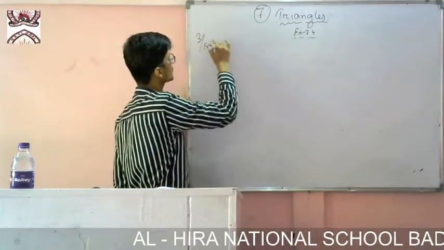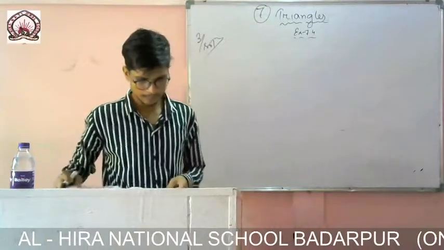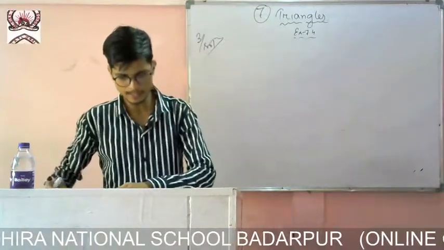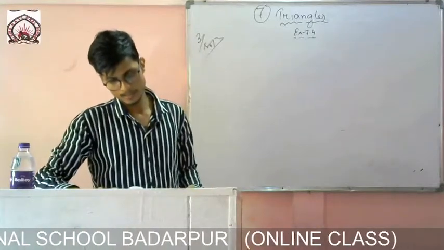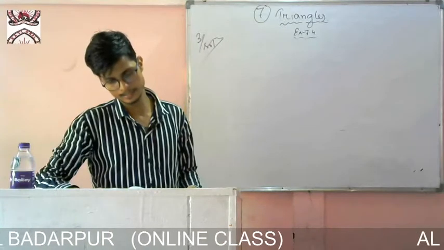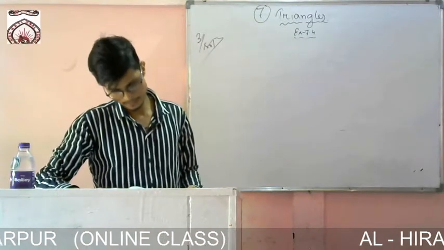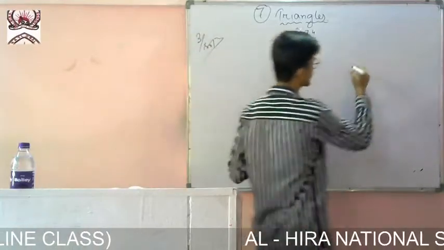Question number 3 solution. In the figure, angle A is greater than angle B, and angle D is greater than angle C. Show that AD is greater than BC. This is also not that tough, okay. So you can prove it.